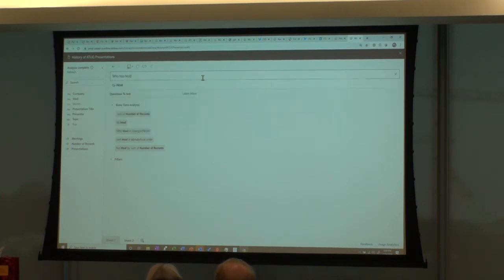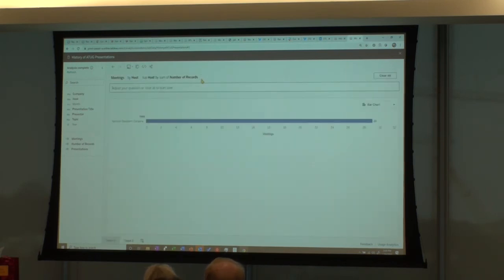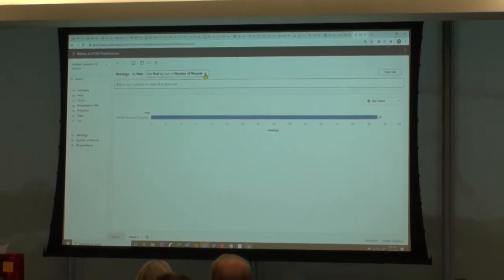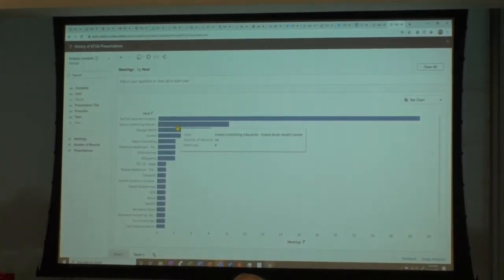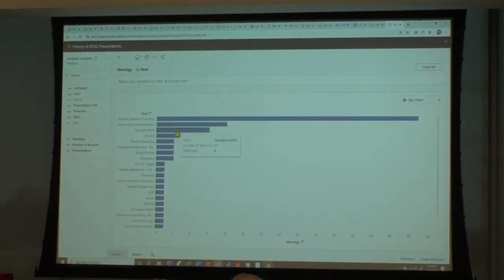So the next question, of course, is who has hosted the most meetings? And of course, if you guessed, it would be Norfolk Southern. You are spot on, right? But here's everybody else who has done it as well. So Emory has hosted 8 times, Georgia Pacific coming in third place with 6 times, Novellus a handful of times, then a handful of places, at least 2. And again, I know we're missing some of the hosts in there.